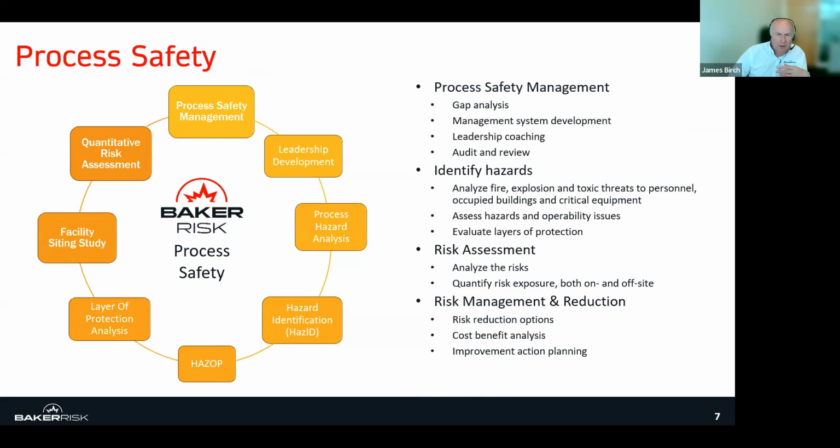So this is a quick overview of the process safety services we have. Through process safety management, the identification of hazards through HAZOP, LOPA studies, facility siting studies, and QRAs. Purpose being to identify hazards, analyze the risks, and manage the reduction.